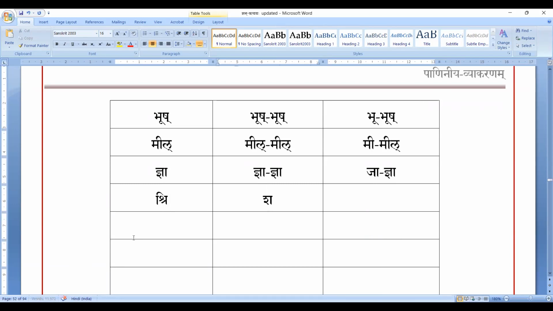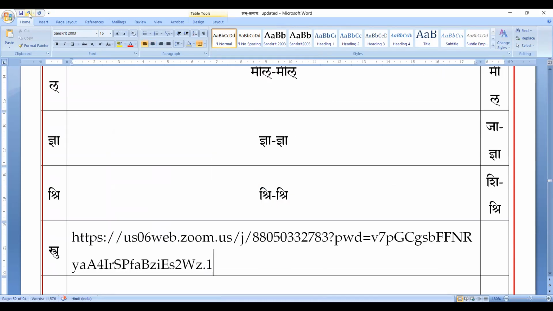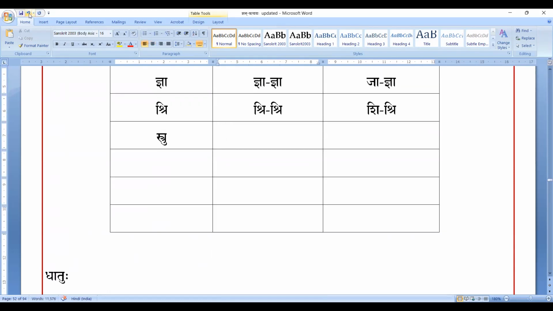Similarly, shri, then shri shri. Adi al is shakara. Ra is not adi al. Ra will not remain. Shakara alone will remain. Therefore, shi shri. Therefore, it is shishri. Similarly, shru. It is shru shru. Sakara is the adi. That will be there. So that will remain. Therefore, shushru.